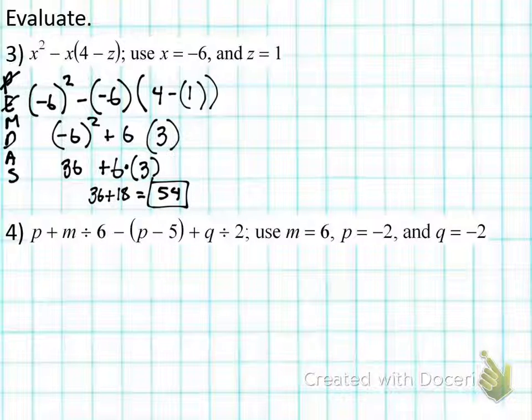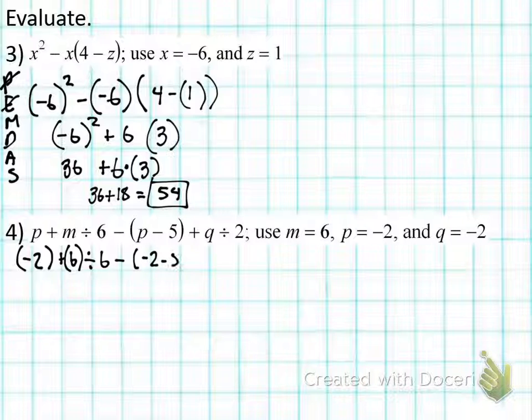Make sense? Okay, let's have you do number 4 on your own. Ready, set, go. So on this one, P is equal to negative 2, M is equal to 6. And make sure you put these in parentheses. Minus a P, which is negative 2, minus 5, all plus Q, negative 2, divided by 2.